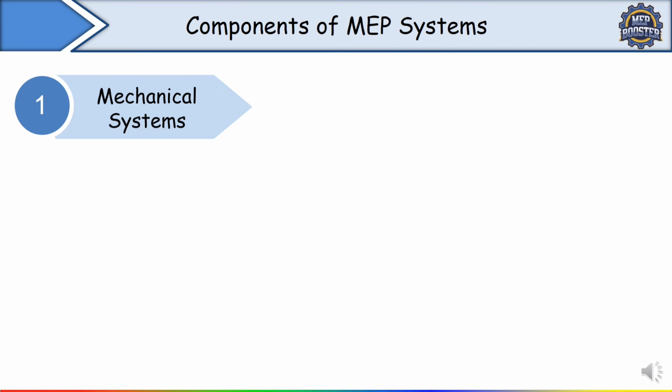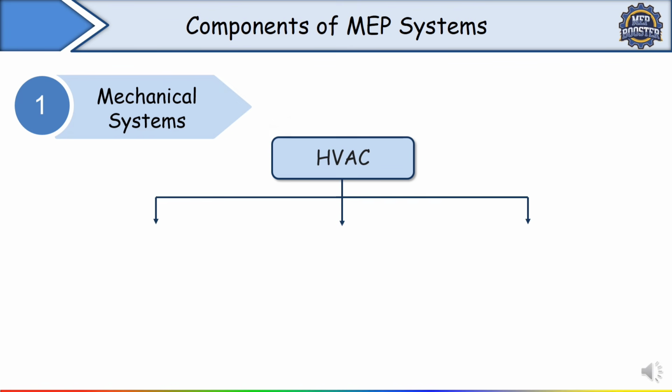So under this mechanical system, first we have to discuss the HVAC system. Okay, heating, ventilation and air conditioning. So under this HVAC system, first we have to learn about the heating system. Okay, all of you know that heating systems are essential components of the mechanical aspect of MEP system, providing warmth and comfort to building occupants, especially in cold climates. Okay, first we have to discuss the heating system.